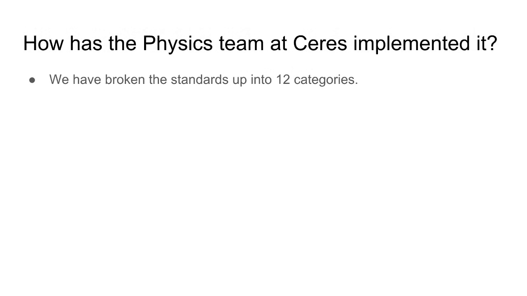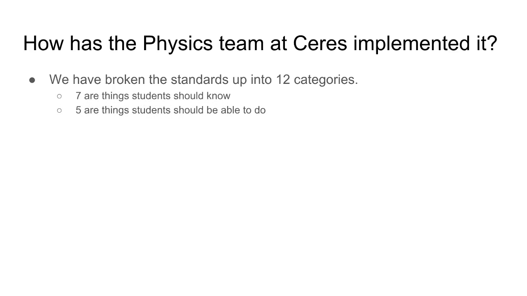So how have we chosen to implement this? We have taken the standards that have been given to us and we have broken them up into 12 categories. 7 of those categories are about things the student should know. 5 of them are about things a student should be able to do. We have also chosen to implement a 4-point rubric. This assigns a student a score of 0 to 4 that provides an objective measure of student progress toward mastery.